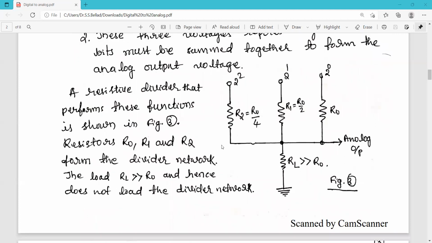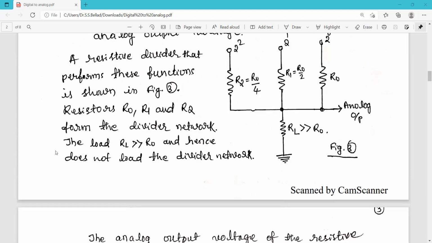So the resistive divider network is like this. It is as shown in the figure. This is a simple resistive divider network, or the construction of a simple resistive divider network. Resistors R0, R1, and R2 form the divider network. So here R0 is here, R1, R2. These are the resistors, and the load RL is very, very much greater than R0, and hence does not load the divider network. RL means it is a load resistance.